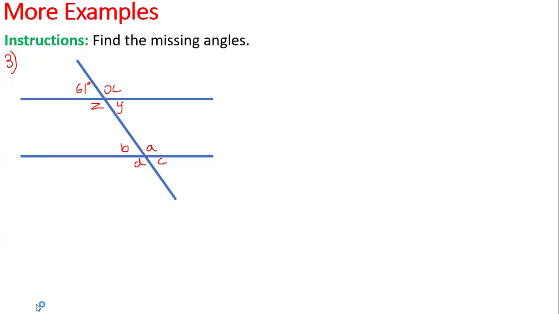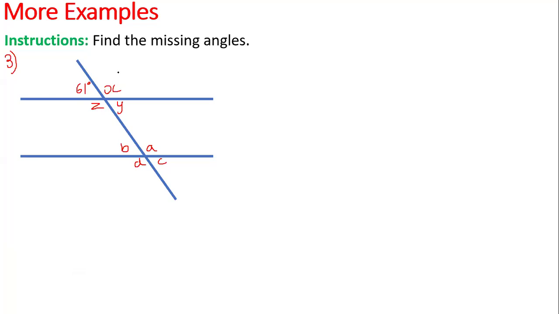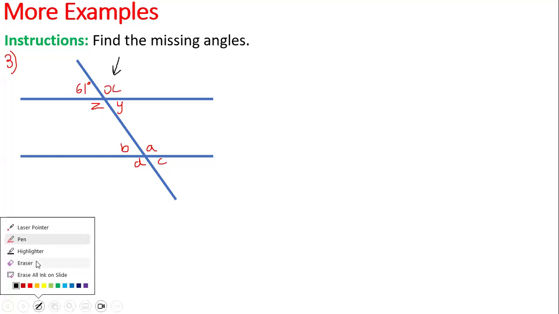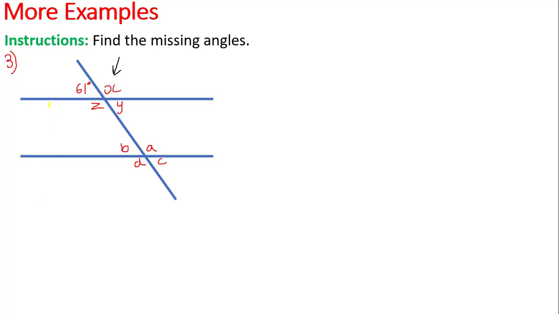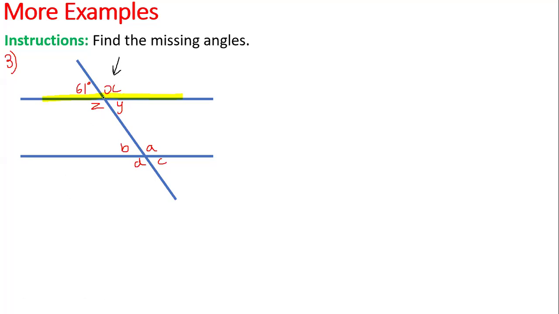All right, so let's start off with X. We're going to try to figure out what X is. Now remember that angles on a straight line at a common point must add up to what?